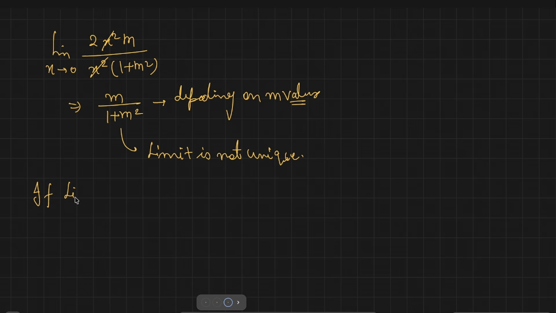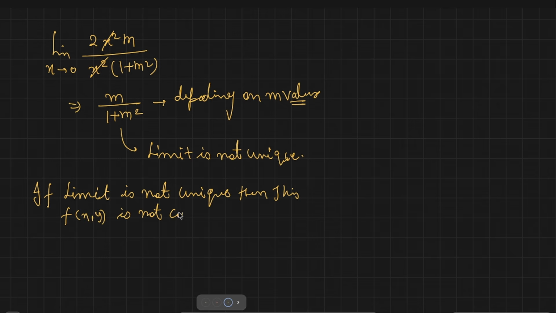if the limit is not unique, then this f of x comma y is not continuous. This is how we can check the continuity of the function. Okay, this is the proper way to check the continuity. So f of x comma y is discontinuous.